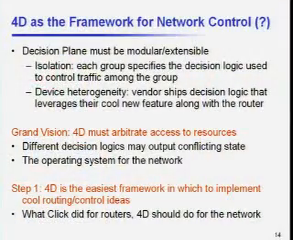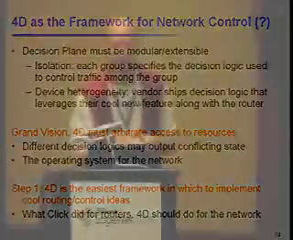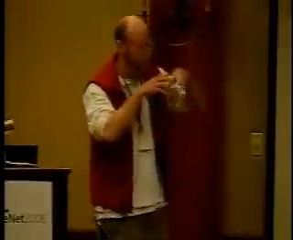Now, we also think of 4D as being a very interesting framework for network control. Basically, we'd like the decision plane to be modular and extensible. So for example, going back to that notion of isolation, we'd like each group that the network designer has created to be able to specify the decision logic that should be used for controlling connectivity among the members of that group. So there'll be multiple decision logics provided by different people that all get slotted into this decision plane, and it should all work itself out.